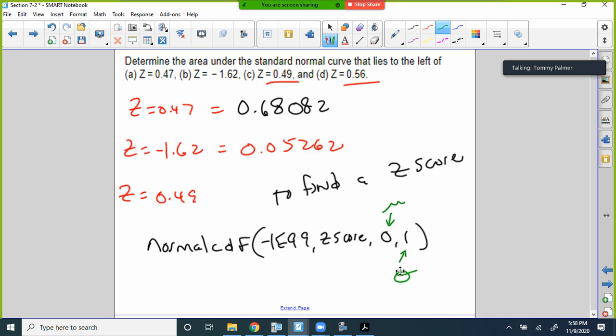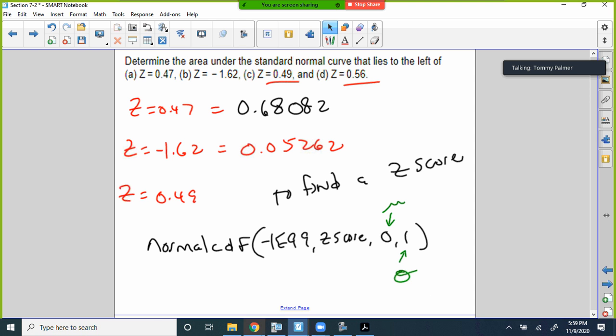Now, where does the negative 1E99 come from? Well, that's scientific notation. That's negative 1, E, 99, that's 99 decimal places to the left, right? That's negative infinity. It's as much as you can make it. So let's kind of look at it.